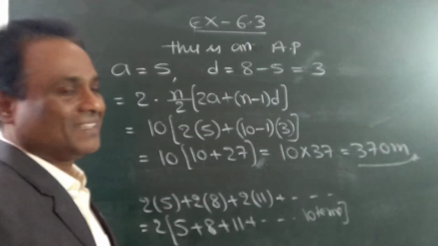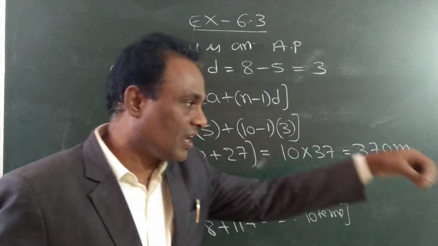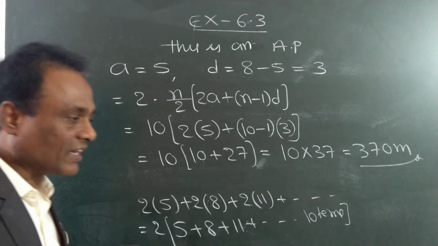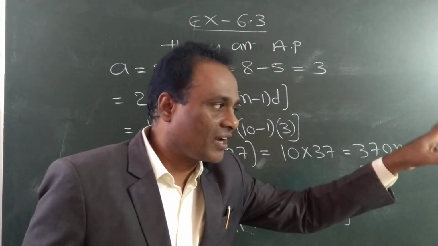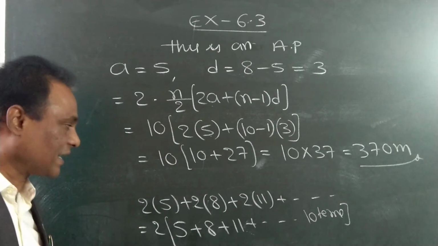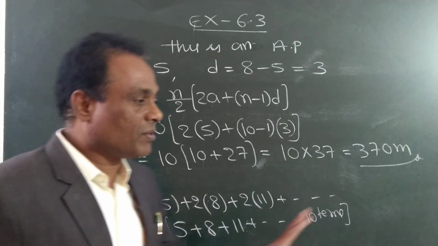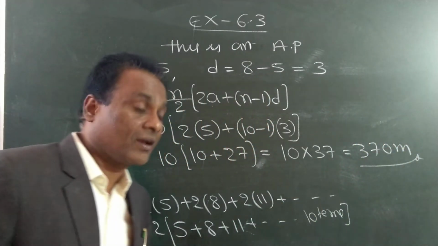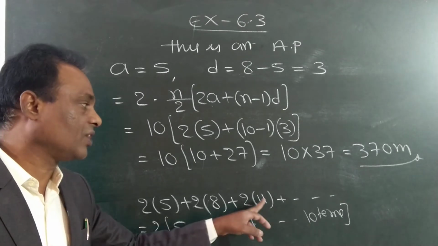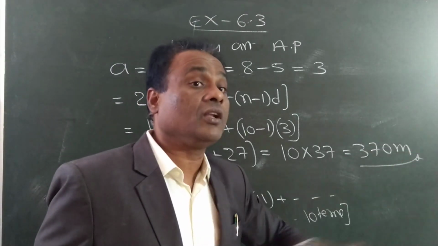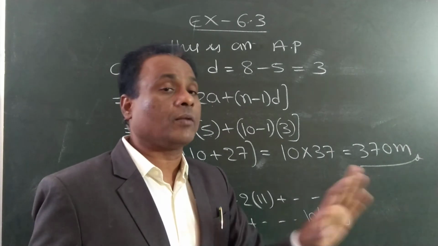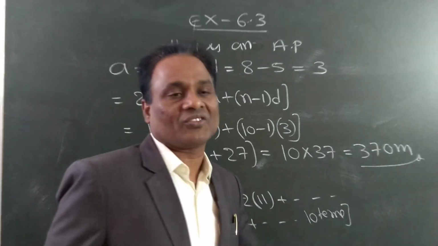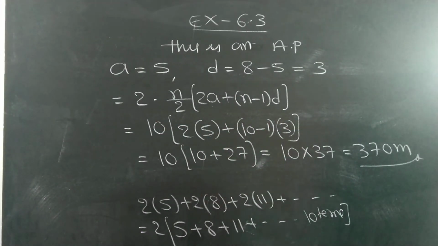Each time one ball only. One ball he will go and pick up and keep in this. Total distance traveled will be 2 times 5. Second time he will go 8 meters, take the second ball, 8 meters again back, keep in the bucket, 2 times 8 meters. Third time he will go 5 plus 3 plus 3, 11 meters he will travel, 11 meters he will come back, keep the ball in the bucket. 2 times 11. Like that 10 times he will travel, each time one ball. So 10 balls means 10 times he has to travel. How much distance? 370 meters. Over, students. Exercise is over. Understood or not?